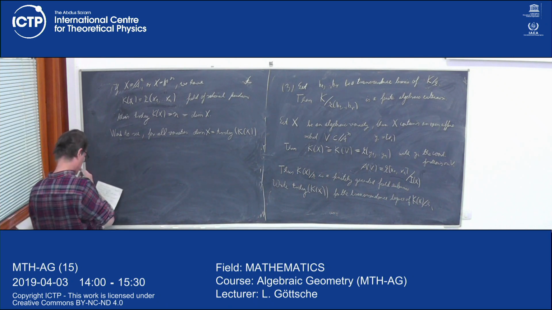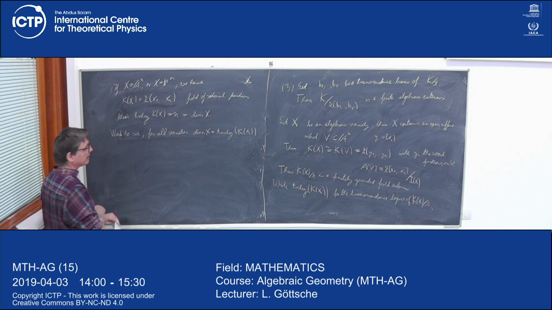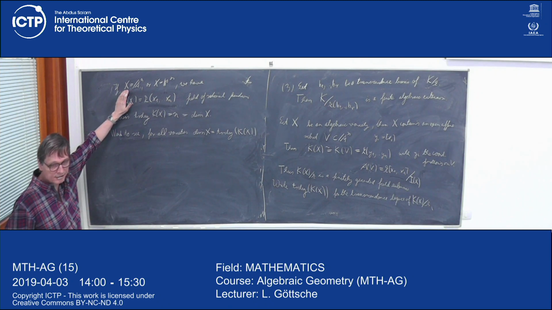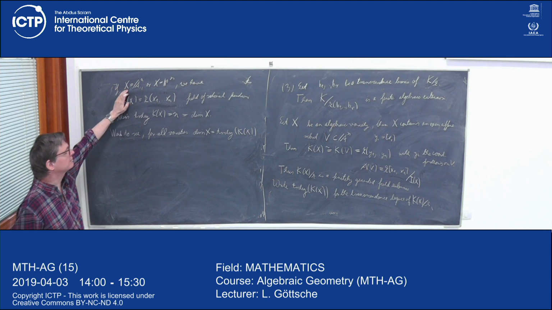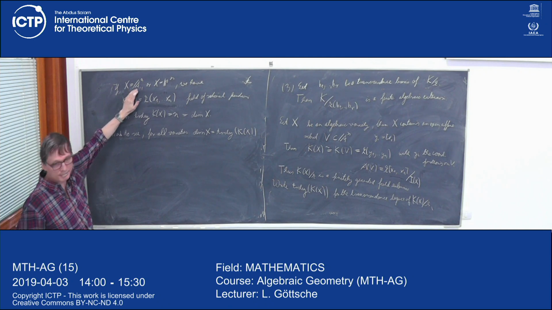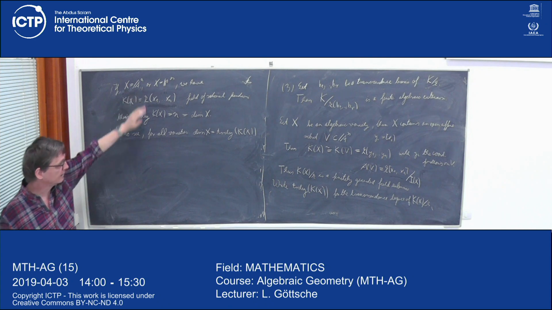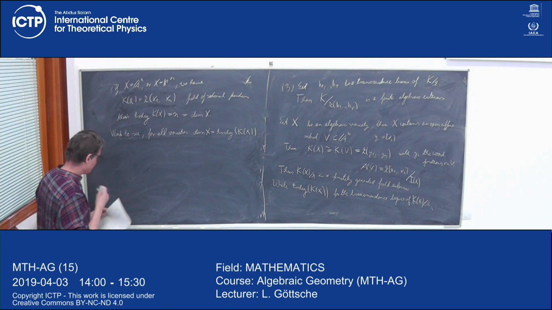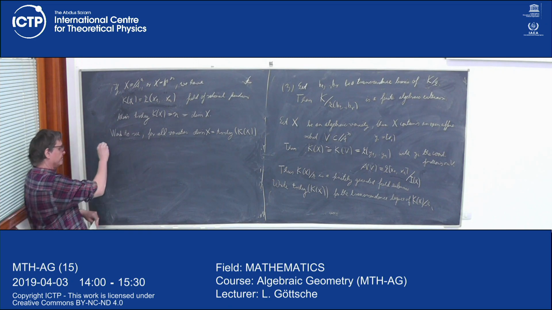So for this, we will want to show that every variety is birational to a hypersurface in affine space, one dimension higher. And from this, the following will be useful. So for this, we use the theorem of the primitive element.